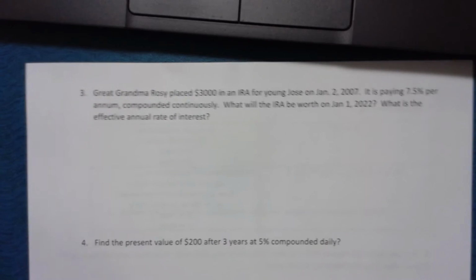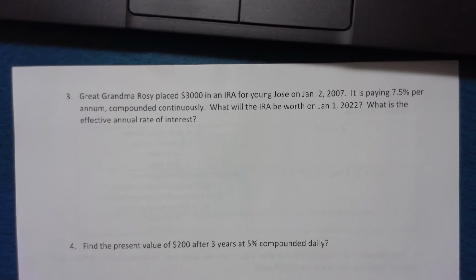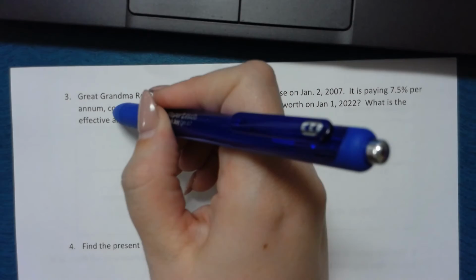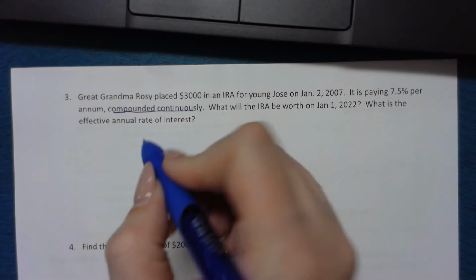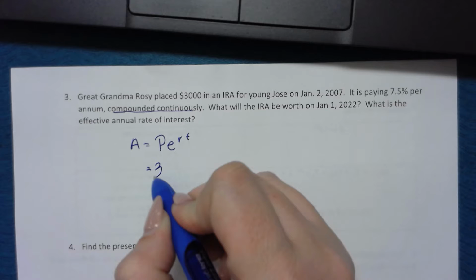Okay, so great grandma Rosie placed $3,000 in an IRA for young Jose on January 2nd, 2007. It is paying 7.5% per annum, compounded continuously. What will the IRA be worth on January 1st, 2022? Okay, so because it's compounded continuously, that's PERT.